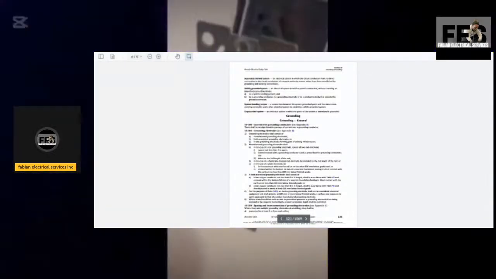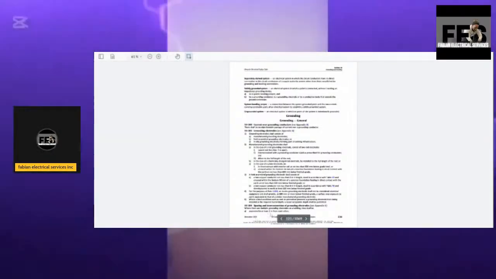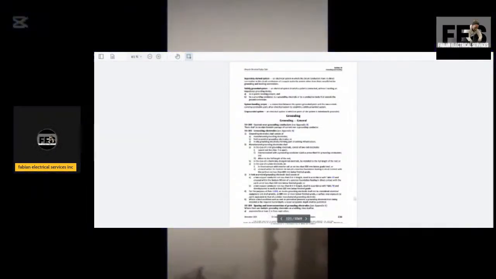Spacing and interconnection of grounding electrodes. Where there are multiple grounding electrodes at the building, they shall be separated by at least 2 meters from each other.